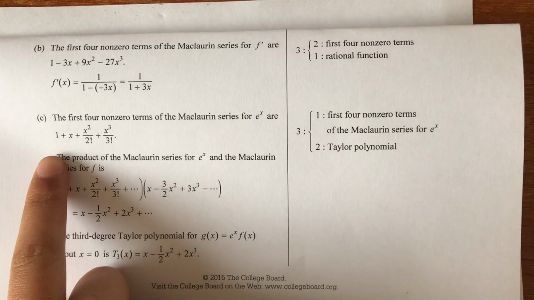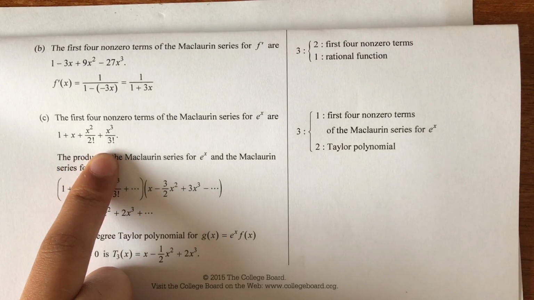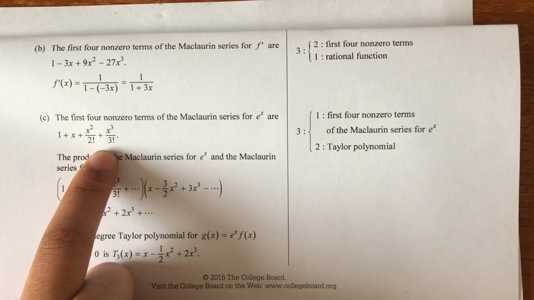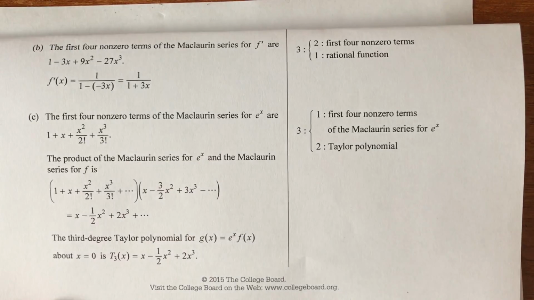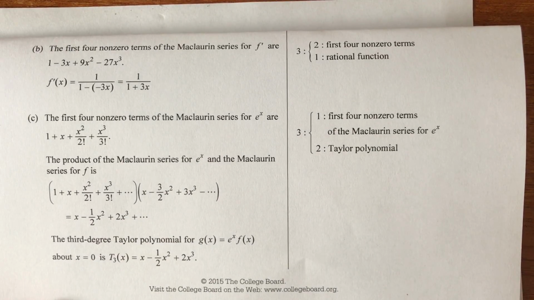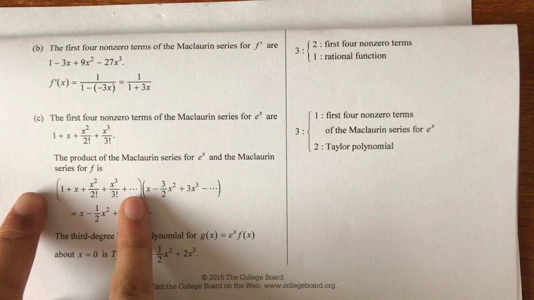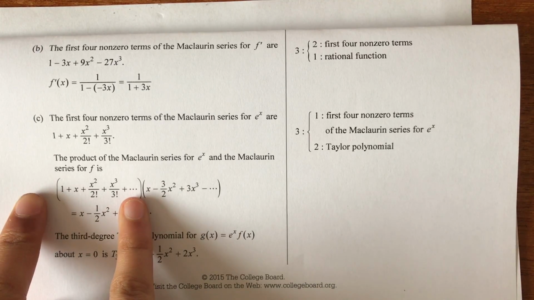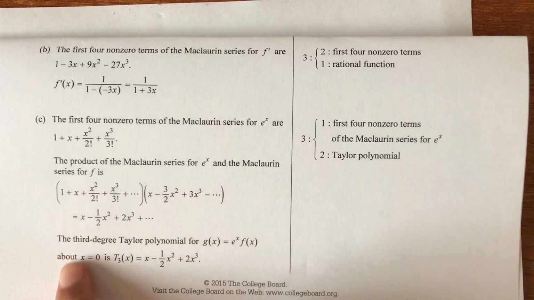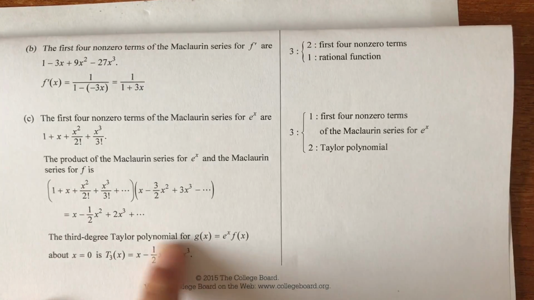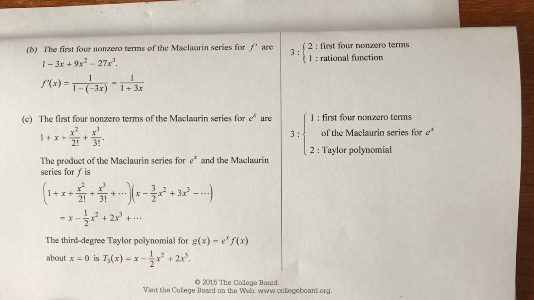So for this problem, a total of 3 points can be earned, and the first point can be earned by writing down the first 4 non-zero terms of the Maclaurin series of e to the x, and this is something that would be helpful to memorize, and also look at the Maclaurin series for ln of x and sine and cosine. And then 2 points can be earned for writing the Taylor polynomial, in which you multiply e to the x times f of x, and if you get the correct Taylor polynomial, you will get your 2 points.